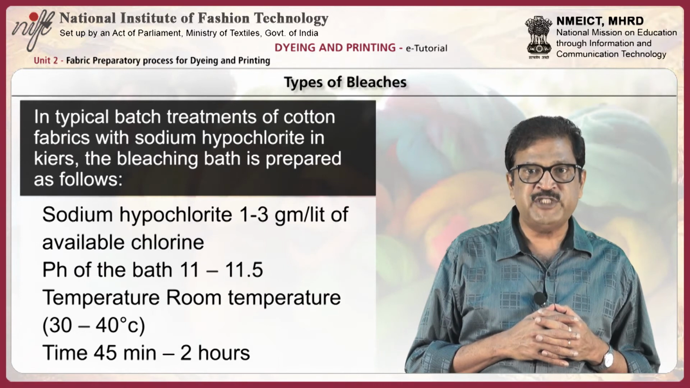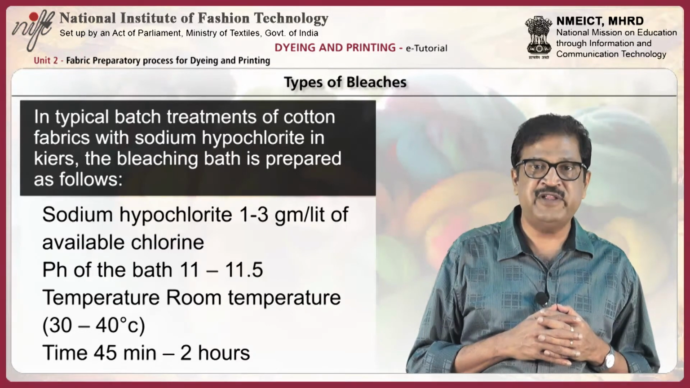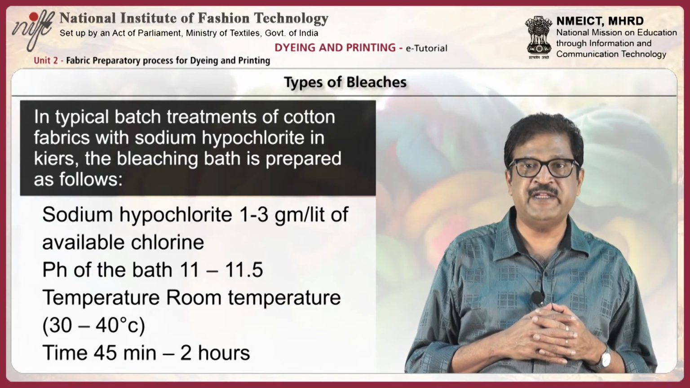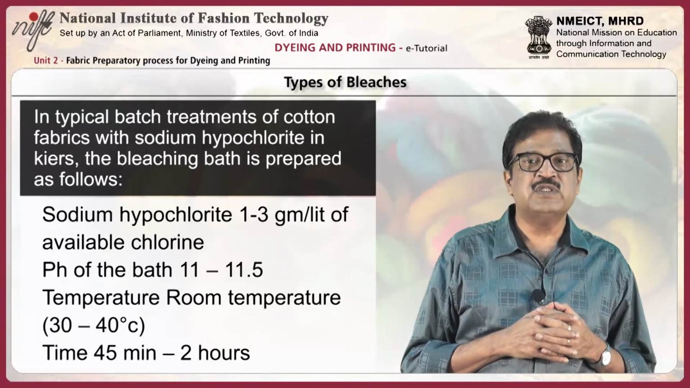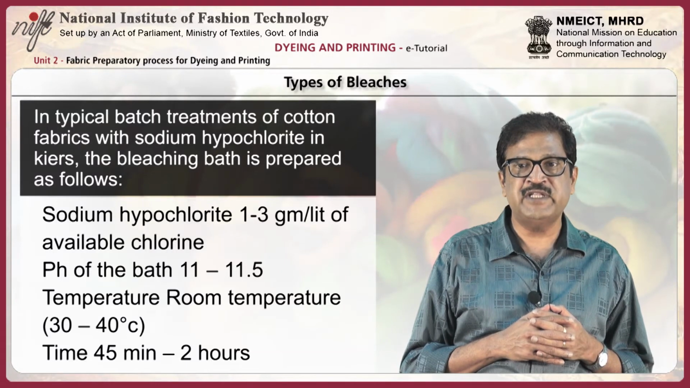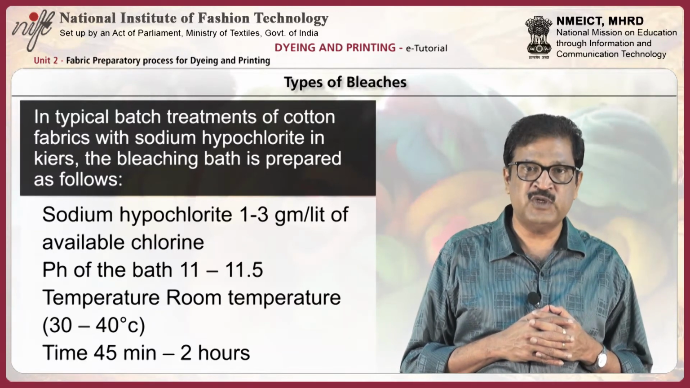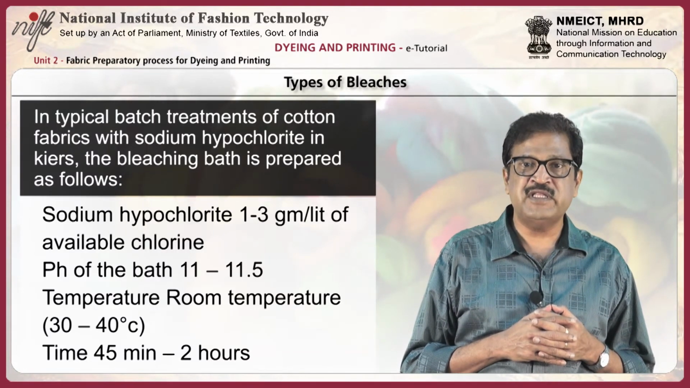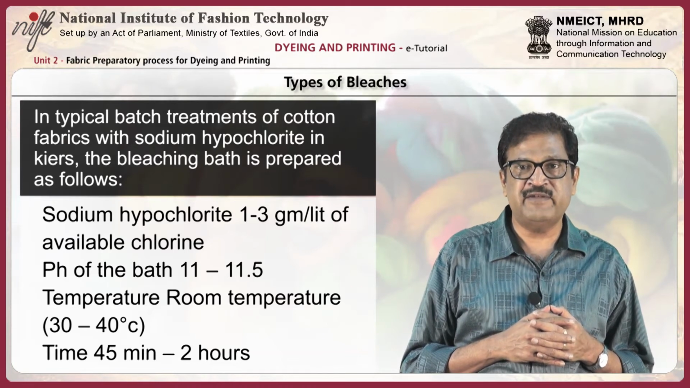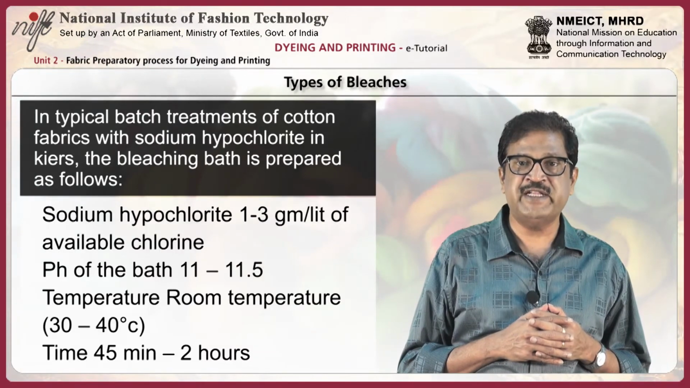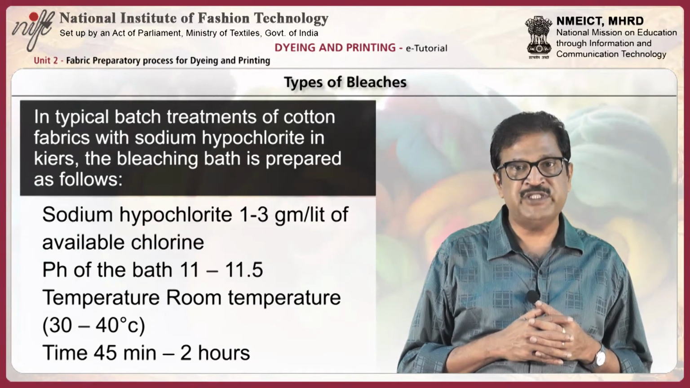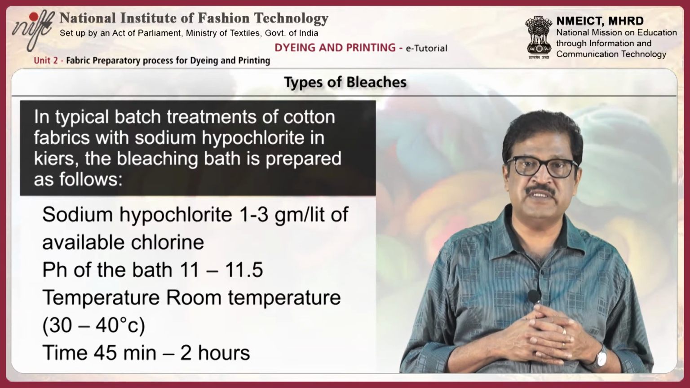In typical batch treatments of cotton fabric with sodium hypochlorite in kiers, the bleaching bath is prepared as follows. Sodium hypochlorite 1 to 3 grams per liter of available chlorine. The pH of the bath is to be maintained between 11 to 11.5. The temperature is maintained between 30 to 40 degrees centigrade. The time duration is 45 minutes to 2 hours.